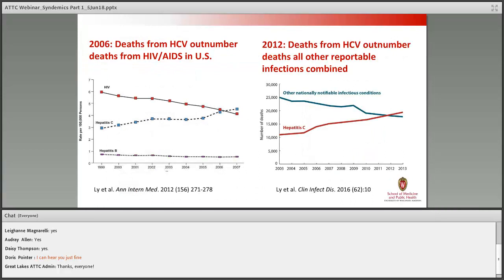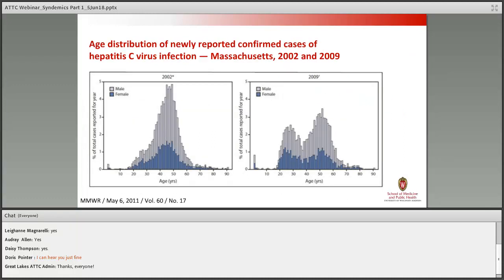So hepatitis C, despite the title, I think I'll spend more time and more slides talking about hepatitis C just because it has the extreme burden and the increasing importance of this infection in particular over the past decade. Some may not be aware, but it was as early as 2006 that deaths from hepatitis C outnumbered deaths from HIV/AIDS in the United States. And 6 years later, analysis by the same group at CDC showed that deaths from hepatitis C outnumbered deaths from all other reportable infections combined. This has really changed the whole epidemiology of hepatitis C in this country.